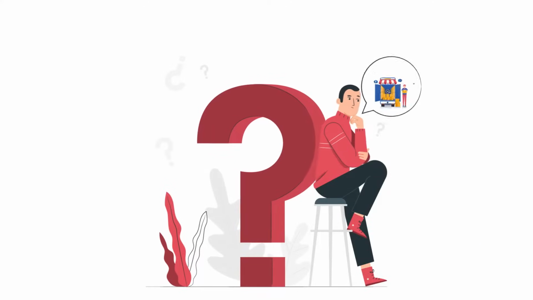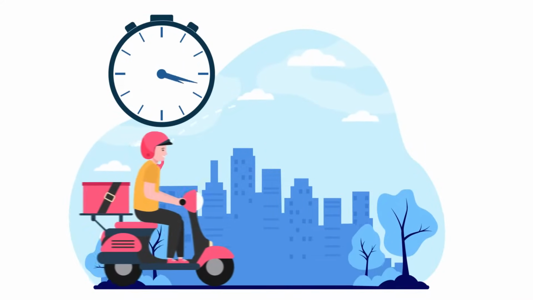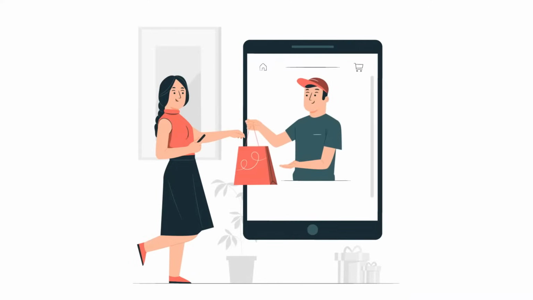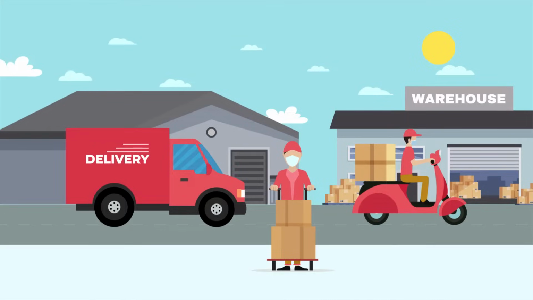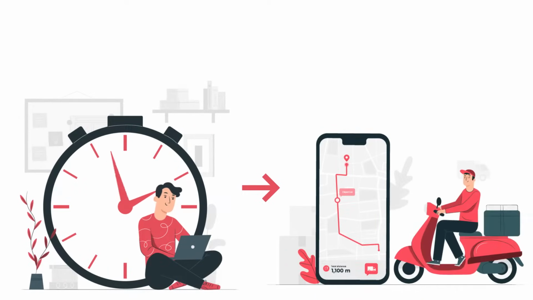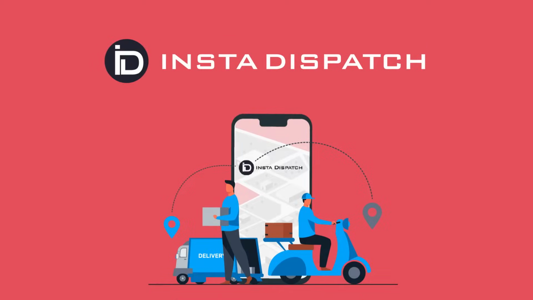Are you a local or international courier delivery business? Do you offer same-day, overnight and express delivery services? Or are you an online or physical retailer or wholesaler delivering from one or multiple shop locations or warehouses? Are you spending way too much time managing multiple systems, tracking drivers, and providing customers with delivery ETAs and proof of deliveries? InstaDispatch can help.